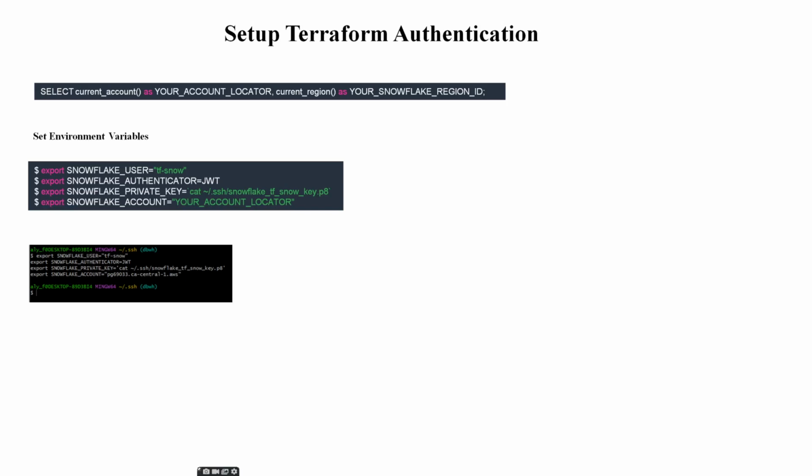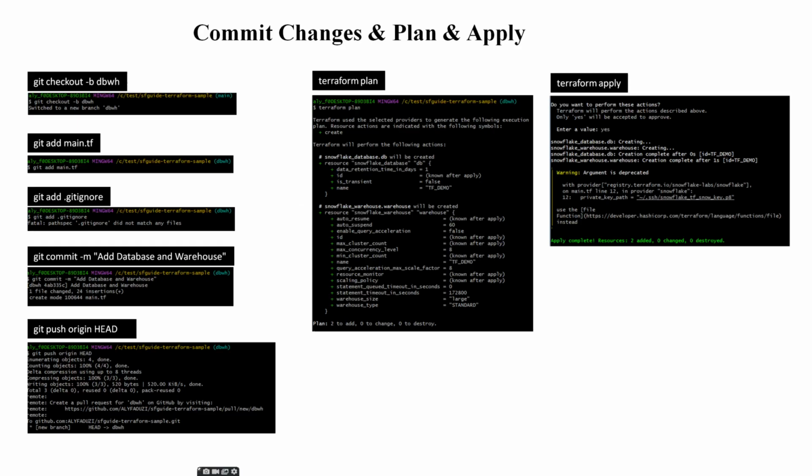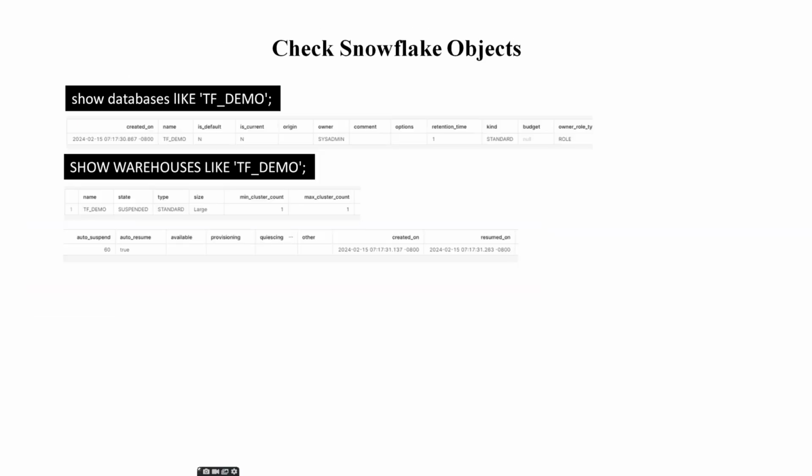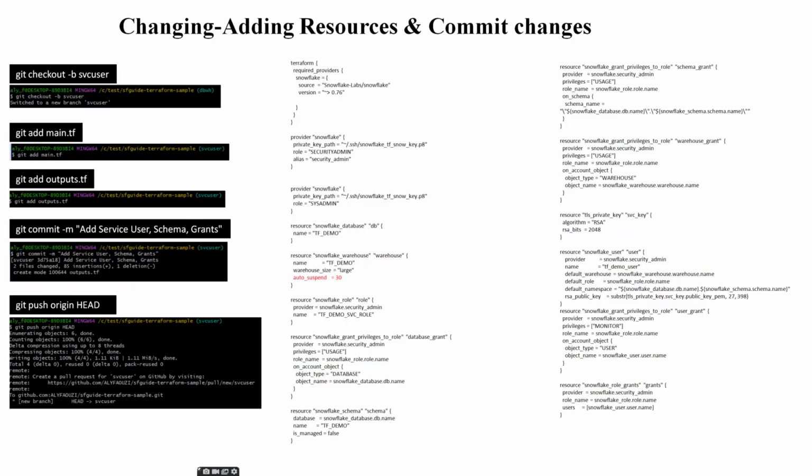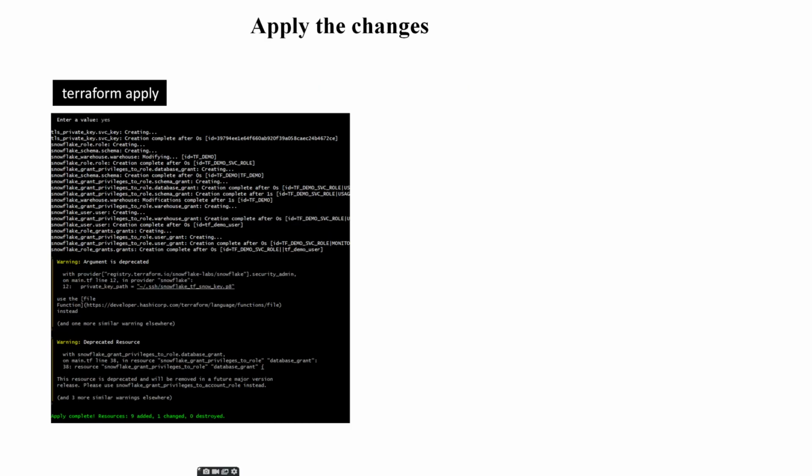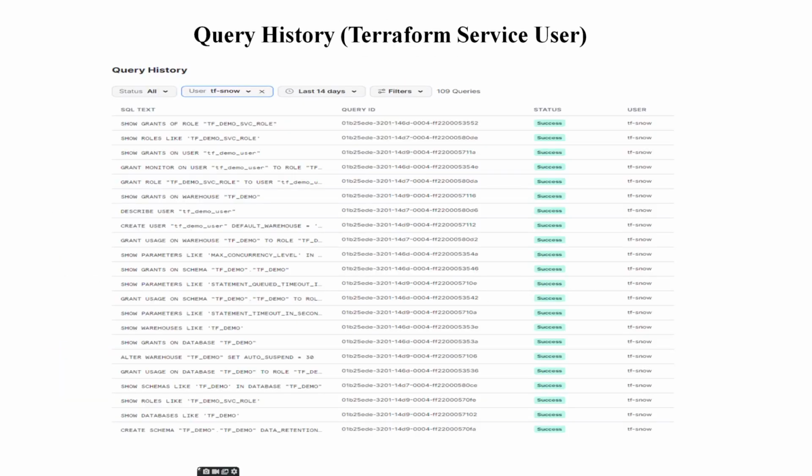Set up the Terraform authentication using environment variables, declare resource setup projects, commit some changes, check it is deployed as expected. We do another change for the warehouse and some additional resources. Then we plan the changes, apply and check. And we can use also the query history section from Snowflake to see all the objects deployed and the command and the query related to these objects. So let's start the demo.